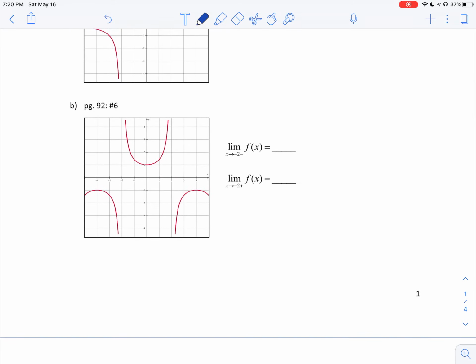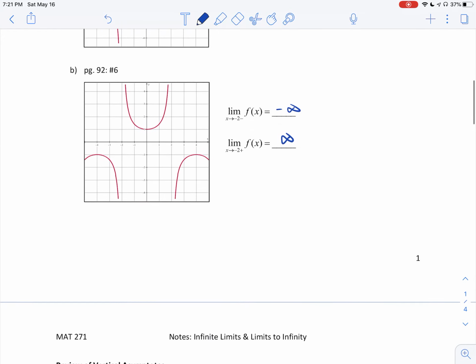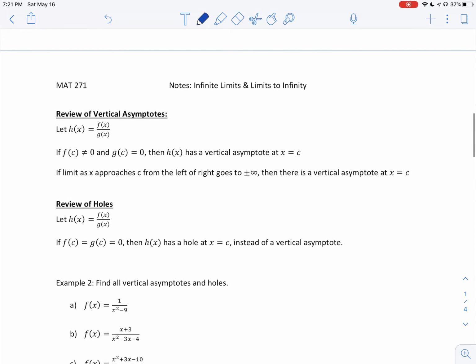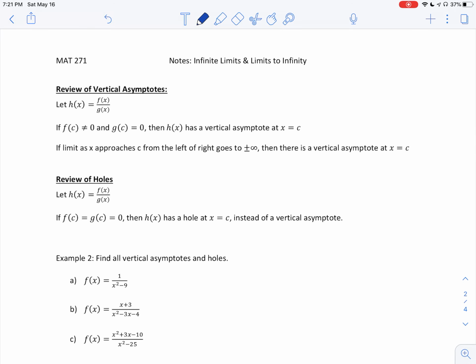All right. Similarly on this one, we're looking for the limit as x approaches negative 2 from the left. So as x approaches negative 2 from the left, our f of x is approaching negative infinity. And as x approaches negative 2 from the right, f of x is approaching positive infinity. All right, so that's how we find these infinite limits from graphs. Now let's look more at how we find infinite limits from equations.